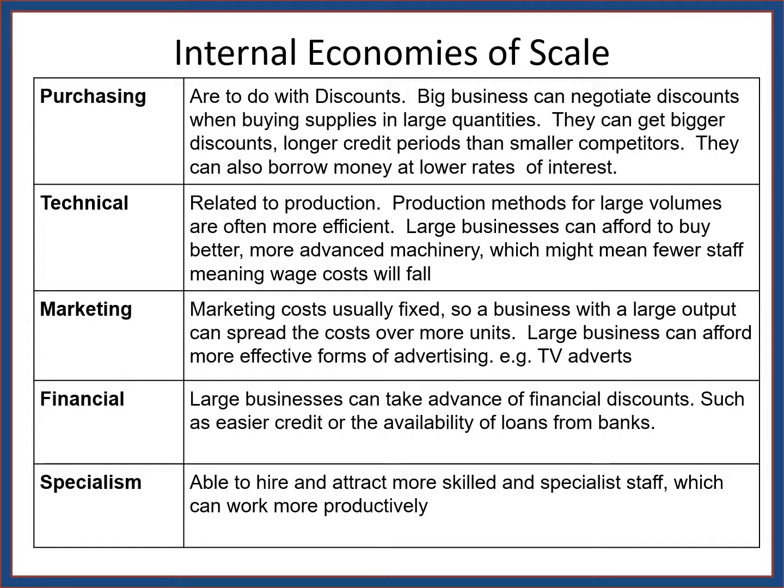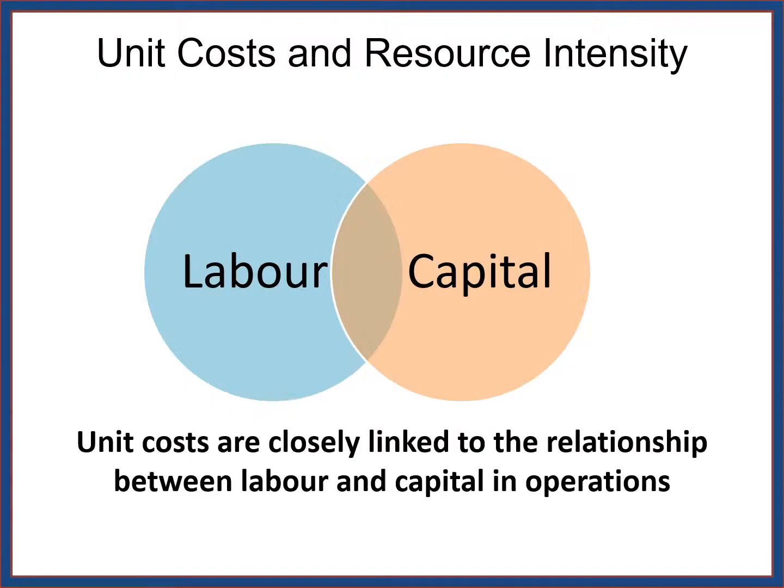And then specialism as well. You're able to hire and attract more skilled and specialist staff. Which would you rather work at, the internet cafe down the road, or would you rather work at Google? Of course they're going to be able to attract the better people, but they've got to be skilled. Those skilled people tend to be much more productive. They might be able to produce faster, they might be able to design faster, so again they're going to bring the unit cost down there.